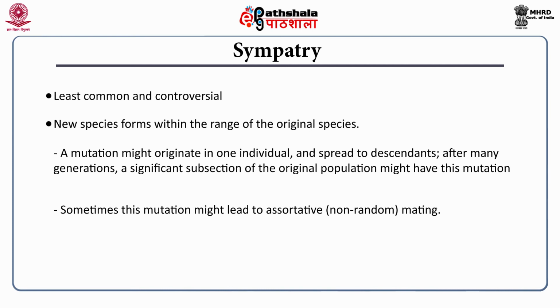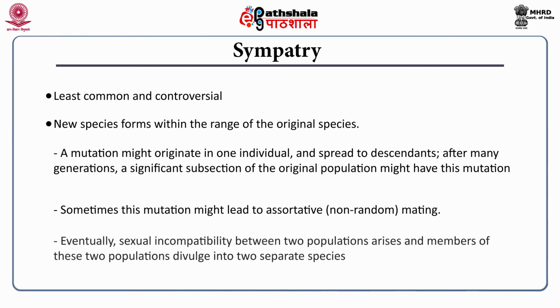For example, blue-eyed males meet only with blue-eyed females, and after thousands of generations, the blue-eyed males and females might form an entirely new species. That is the associative mating. So, eventually, after multiple generations, sexual incompatibility between the two populations might arise, virtually separating them into two separate species.